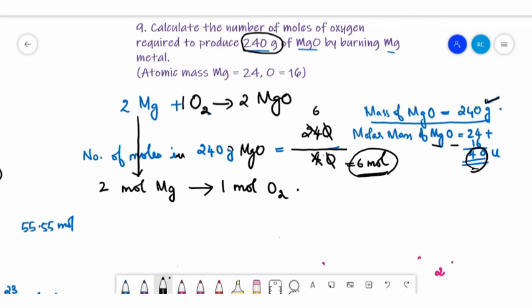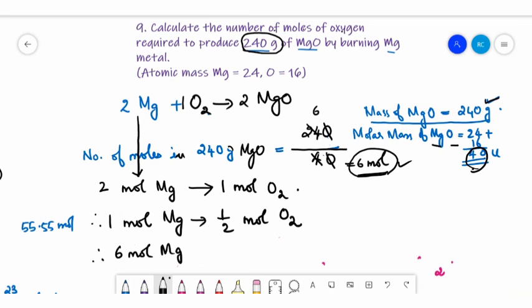Therefore, 2 mole magnesium need 1 mole oxygen, which means that 1 mole of magnesium needs half mole O2, am I correct? So what about our 6 mole? We have 240 gram magnesium oxide, which means that it is 6 mole. So 6 mole magnesium need half into 6 mole oxygen. Half into 6 means it is 3 mole O2.